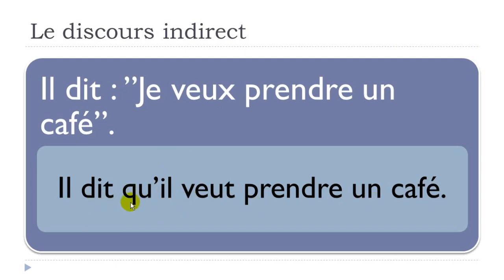And of course, as usual in French, this que, if there is a vowel after, so remember this will have to go away. So you will get this qu'il. Il dit qu'il veut prendre un café. Okay, so this is this discours indirect, so the indirect form of il dit je veux prendre un café. It will be transformed like il dit qu'il veut prendre un café.